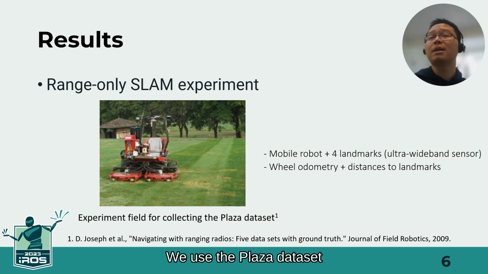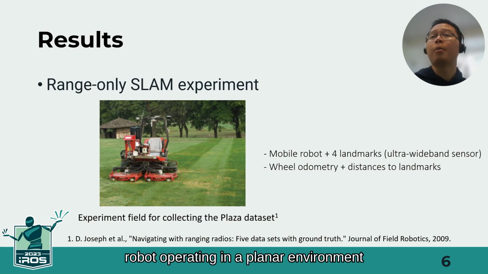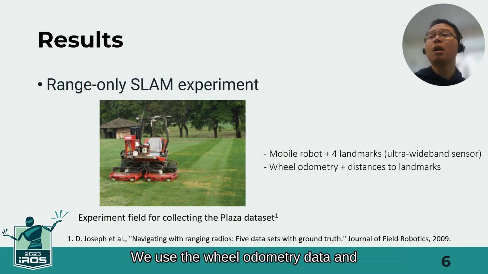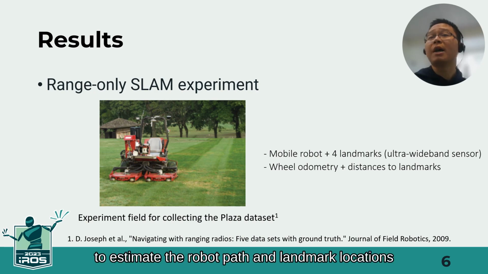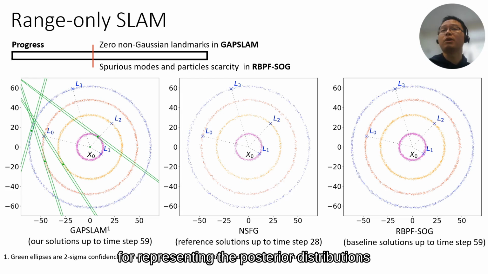We used the plot dataset for range-only SLAM experiment. The measurements in the dataset were gathered on a mobile robot operating in a planetary environment. We used the real odometry data and the distances to 4 landmarks to estimate the robot path and the landmark locations. I'm showing you samples generated by different methods for representing the posterior distributions.